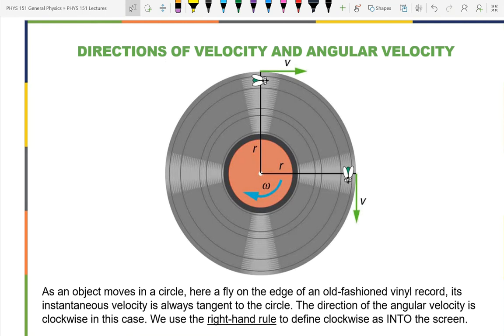So we use the right-hand rule, and this is our first example of the right-hand rule. We're going to have more examples of it. I think we'll have 4 by the time we finish second semester. So the first example is for rotation.